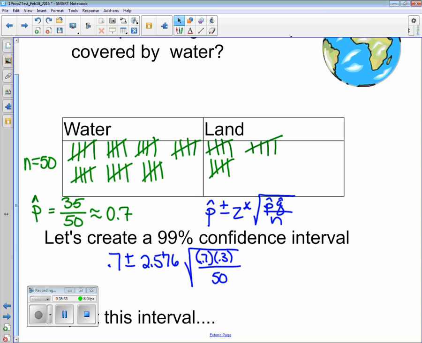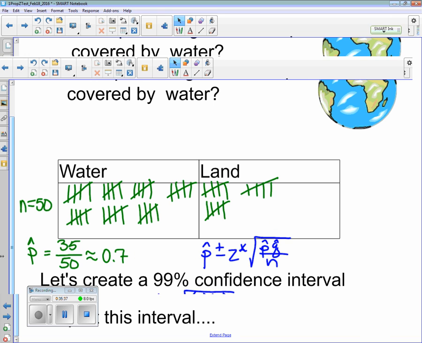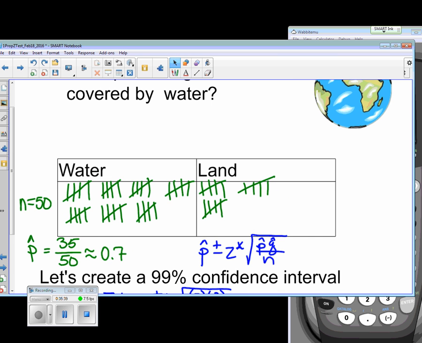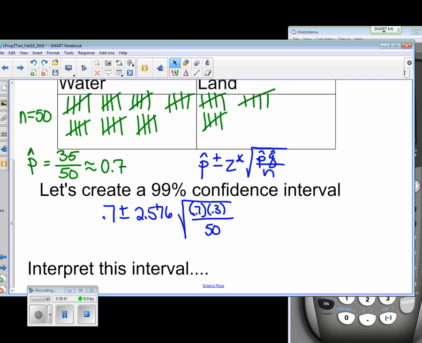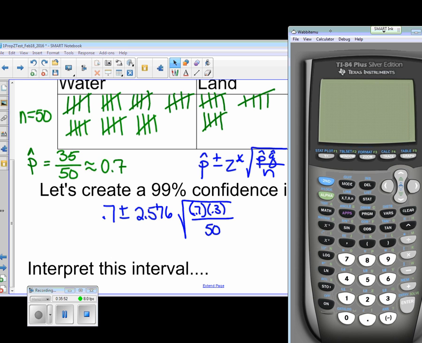So tell me what that confidence interval is. If you are okay with it, as long as you show me where the numbers came from, the 0.7 is your p hat, you told me what your Z star was, you plugged in the p hat, q hat, and n into my confidence interval formula, I am okay with you just going and finding the interval on your calculator.